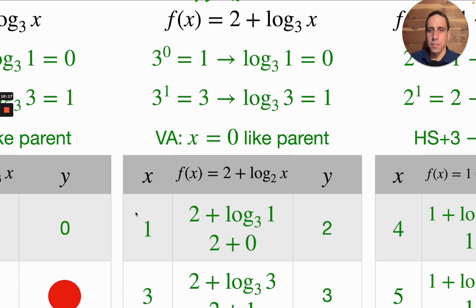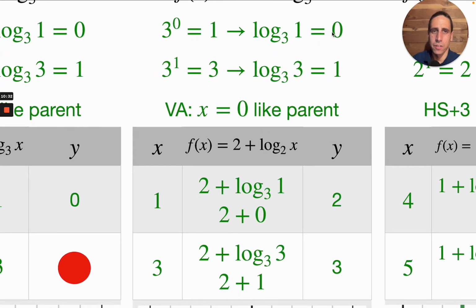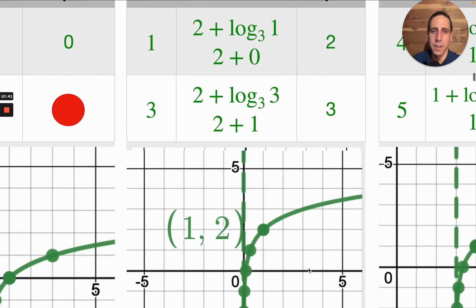So let's choose 1 here, because we have the x here is 1, and we just choose 3 also. Because we can find log base 3 of 1, that's 0. We can find log base 3 of 3, that's 1. So 2 plus 0 is going to be 2, and 2 plus 1 is going to give you 3. And there's the 2 points you should plot. They're a little bit higher up, but that's the point. This is 1, 2, and then 3, 3 would be right here.